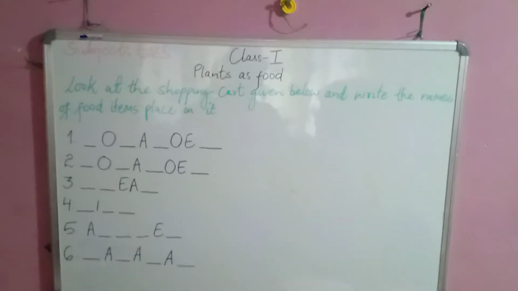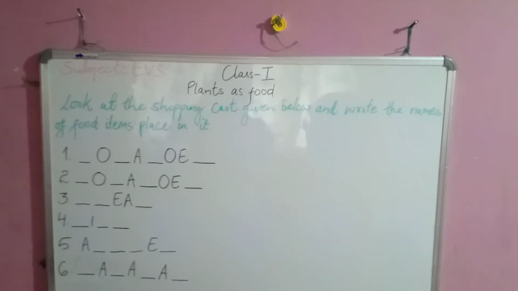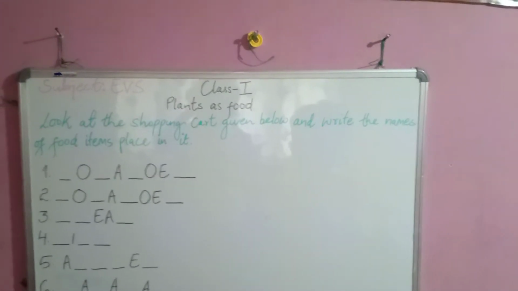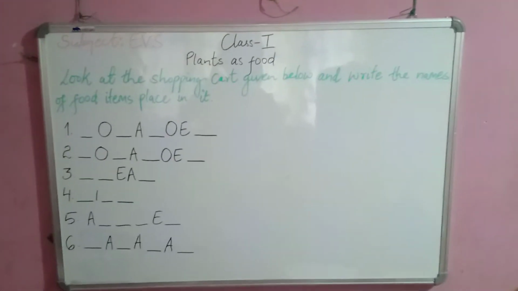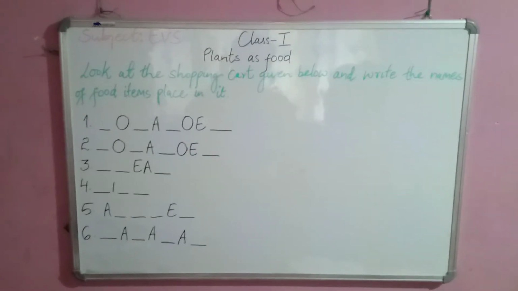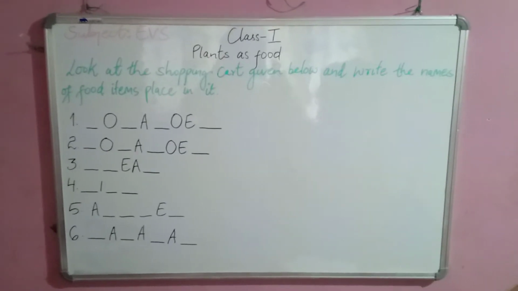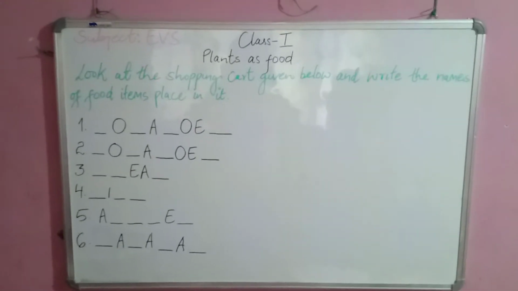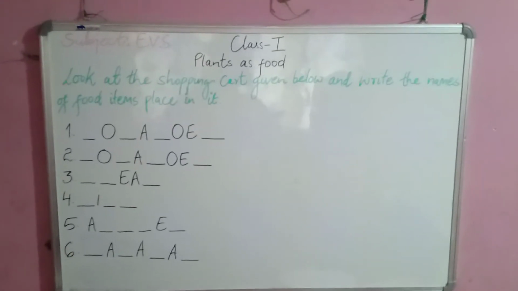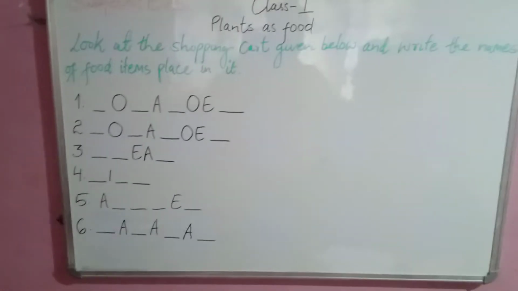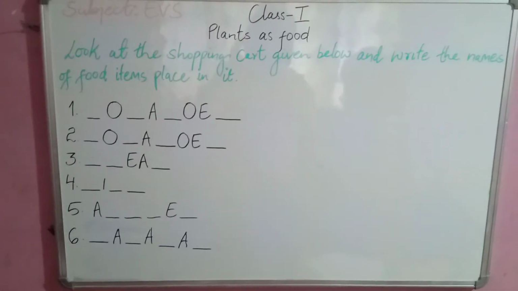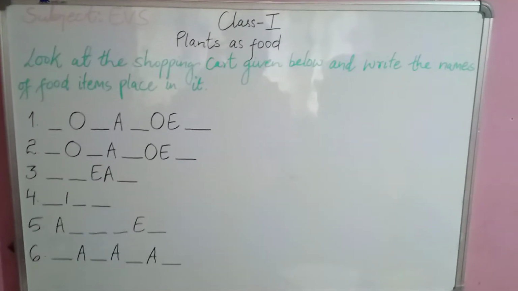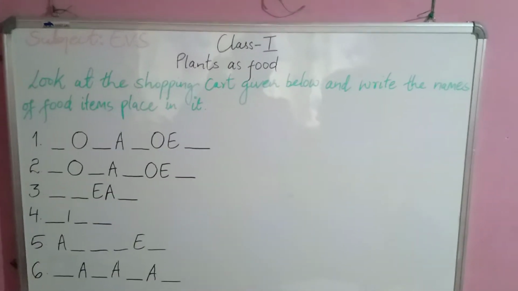With this chapter we will learn about foods that we get from plants, and we will also be able to classify those fruits and vegetables. Okay, so if you see in your textbook, there is a card full of things, and you have to identify those things which are in the card below.